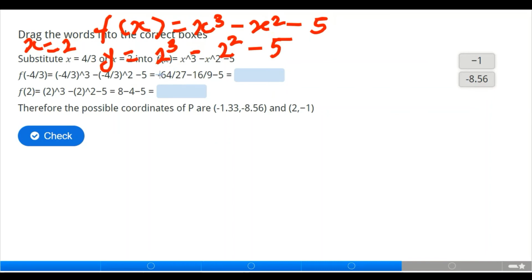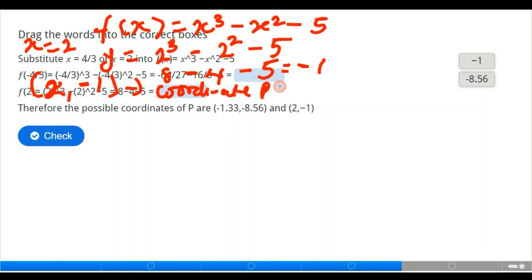So now 2 raised to power 3 is 8, right? Okay. 2 raised to power 2 is 4, right? Then we have minus 5. 8 minus 4 is 4. 4 minus 5 will give us minus 1. So now let's look at this. When x is 2, y is minus 1. That is the first point. X is 2, y is minus 1. So that's the first coordinate point, possible point for coordinate P.